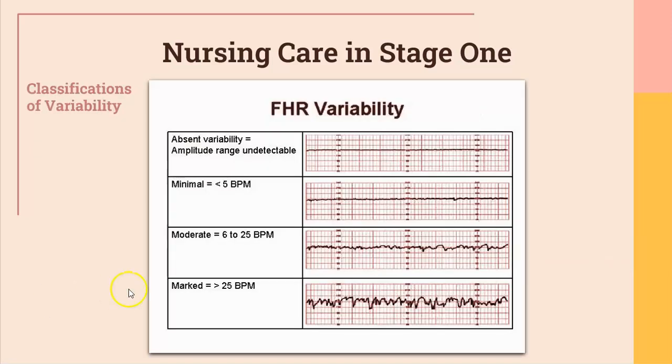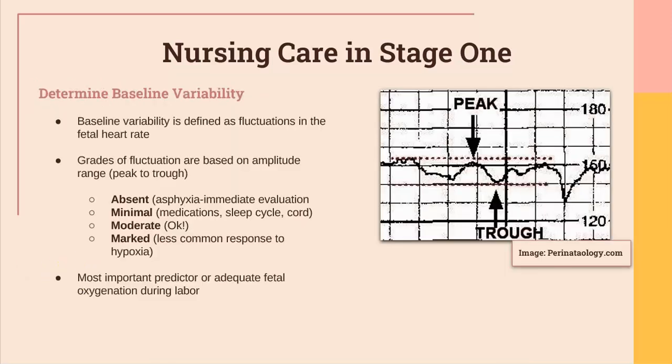And then marked is a less common response to hypoxia. Sometimes babies will really compensate while they're in there. It's not necessarily bad, but you do want to investigate why there's such a big difference between each beat. So why is there greater than 25 beats per minute difference between each beat? Again, it's a less common response to hypoxia. Most of the time what you're going to see is sort of a minimal variability.